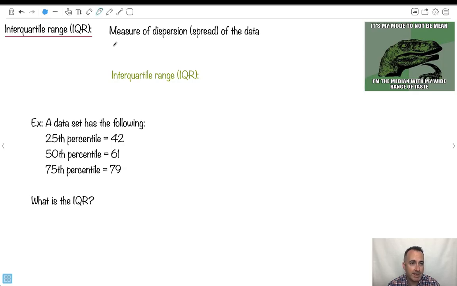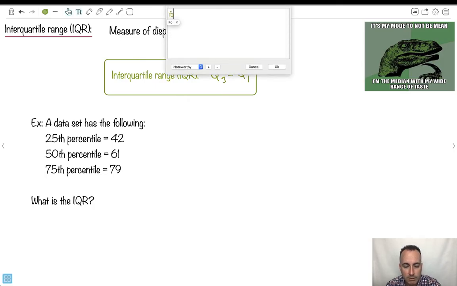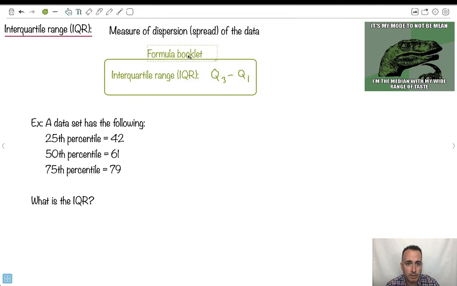We have something called the interquartile range. This is in your formula booklet. It's just the third quartile minus the first quartile. So let's write that down so that you know this is in your formula booklet. Hooray, you don't have to memorize this, but I don't think it's so hard.